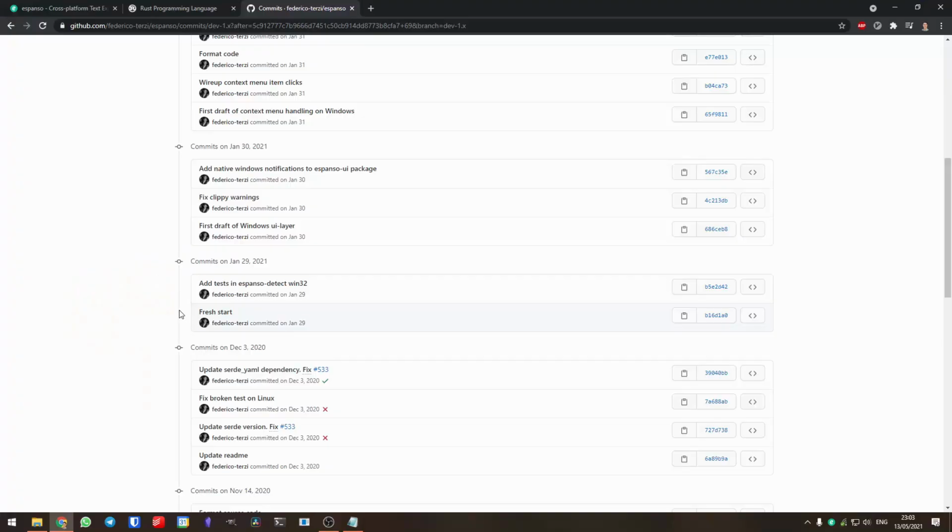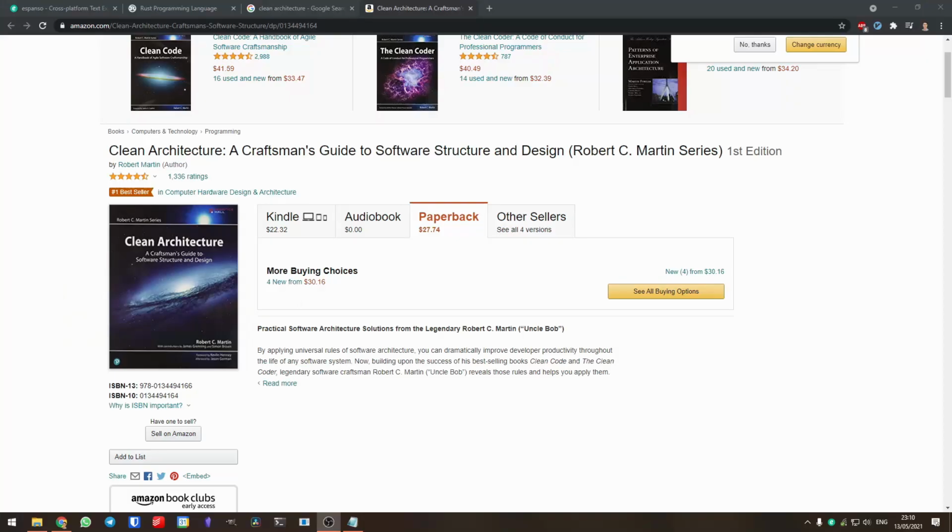So I started, I think, in January to rewrite Espanso from scratch. I got a lot of inspiration from the Clean Architecture book, which I read roughly in the same period. And if you haven't already, I highly recommend reading it, because it's very easy to follow along and it gives you a lot of instruments to create very maintainable and clean, elegant software.